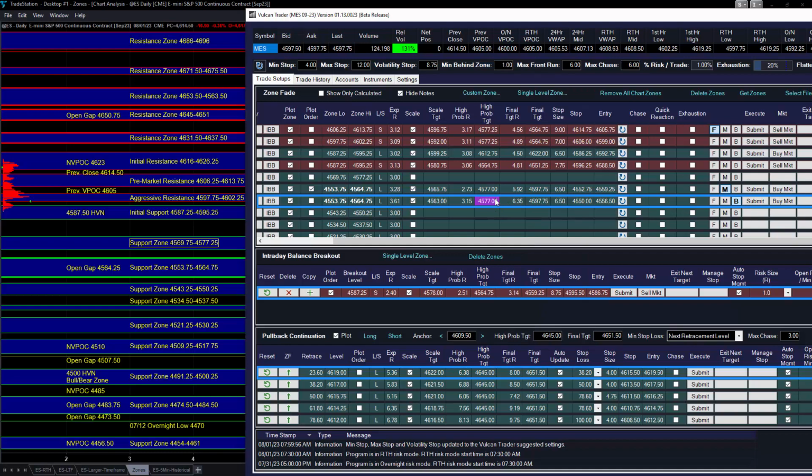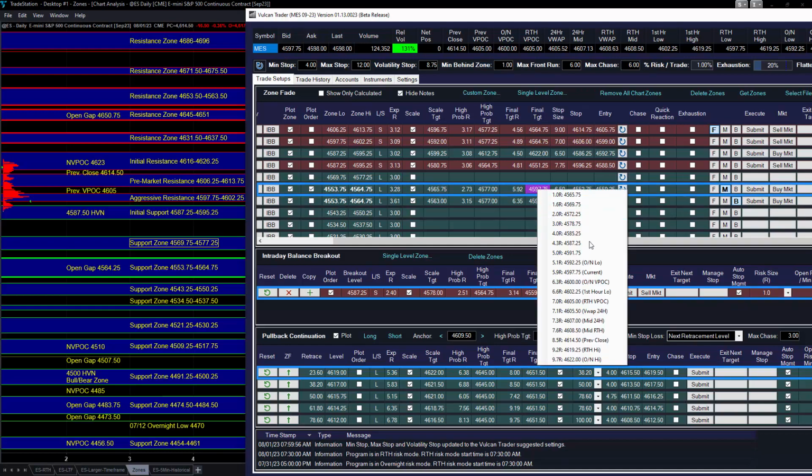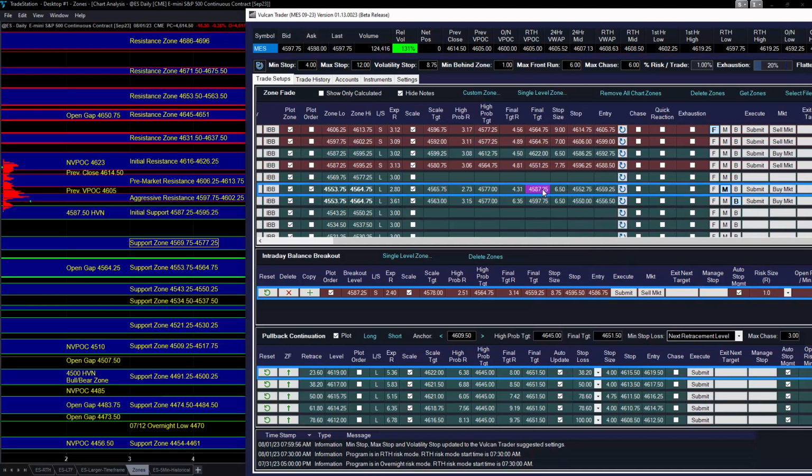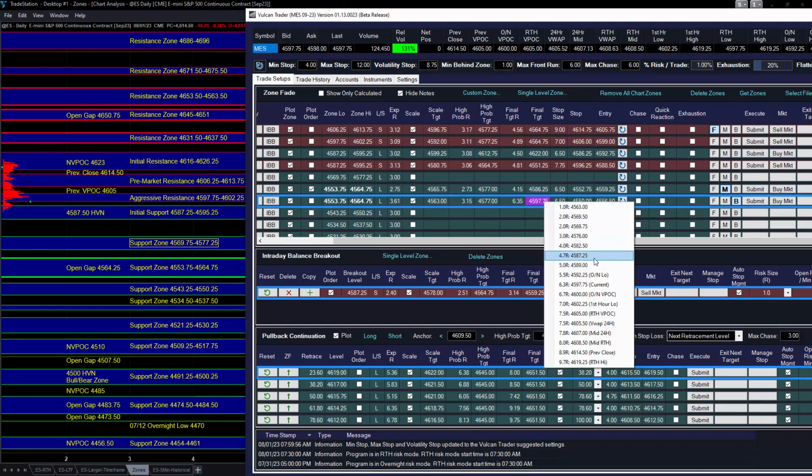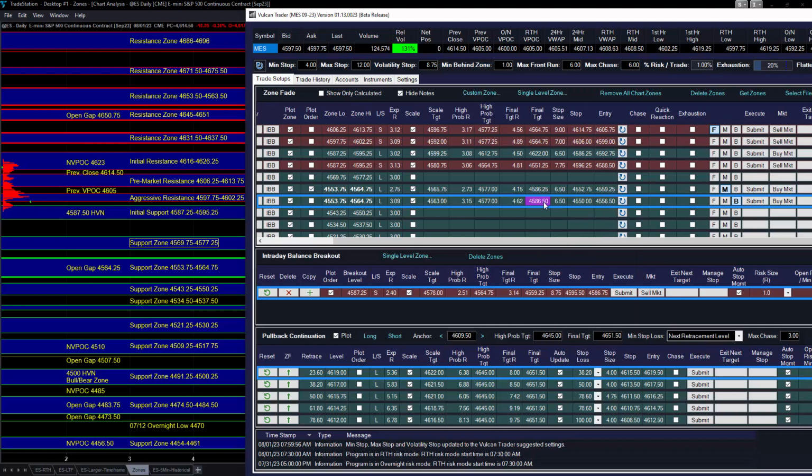So 77 for this one, and the high probability I will put 1 point ahead of the 87 quarter zone. So 86 quarter. In this case, we can see 58.75 gives us 3R. And if we're using that more conservative stop placement into the next zone, then 56.5 gives us 3R potential.